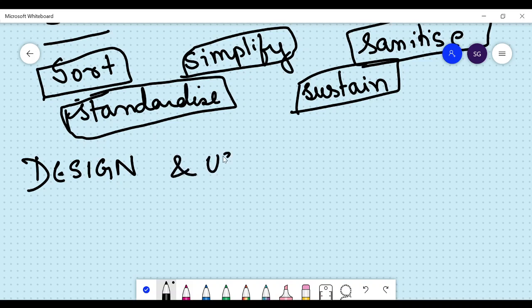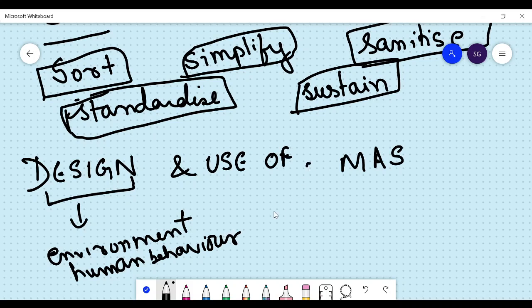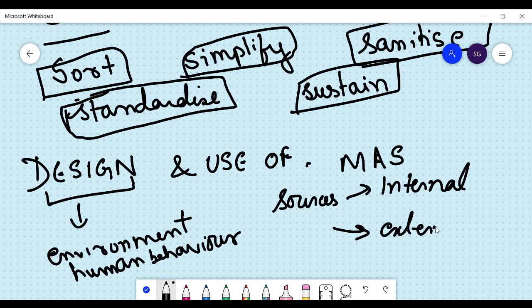Next topic is design and use of management accounting system. The design, we know that it is influenced by the environment that we are in and human behavior. Sources of information: internal, external. All of this is done for the reporting and process of data.